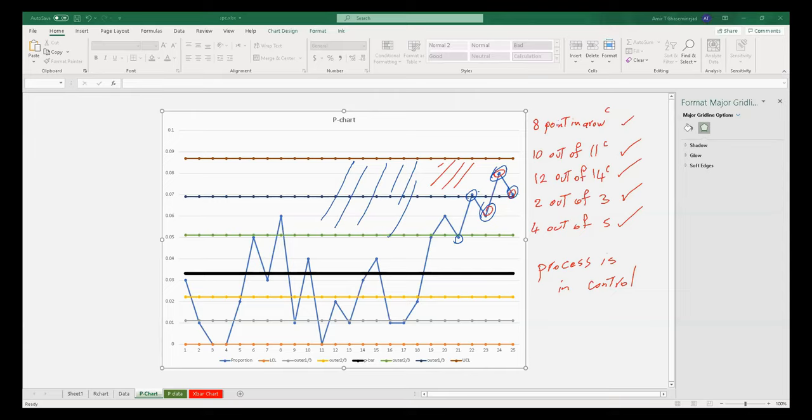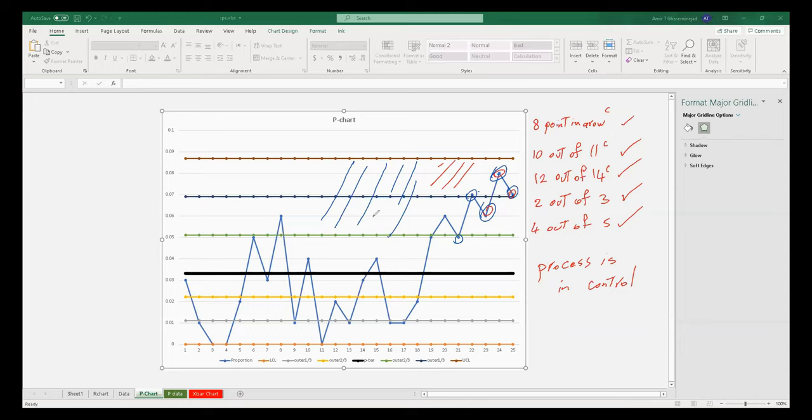Let me change my color to green now. 1, 2, 3, 4, 5, 6. So that one is fine. So if this kind of shift happens, then we have two reasons. One is that 2 out of 3 is in outer one third. The other is that 4 out of 5 is in outer two thirds.